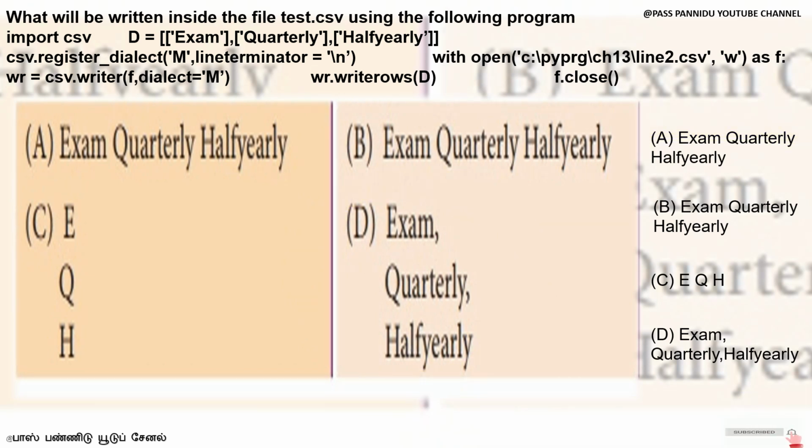A. Exam quarterly half-yearly. B. Exam quarterly half-yearly. C. EQH. D. Exam comma quarterly comma half-yearly. Answer: D. Exam comma quarterly comma half-yearly.